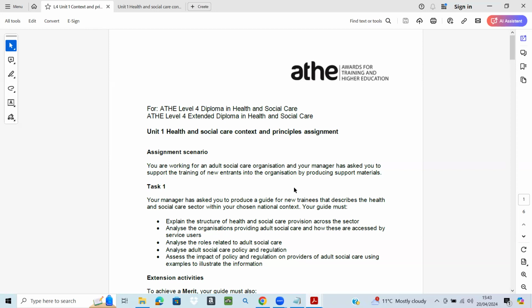So we need to consider what the question is asking. So now, for example, in this situation, the scenario is for the Unit 1 Health and Social Care Context and Principles assignment.